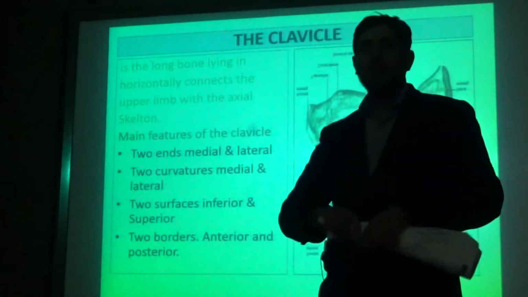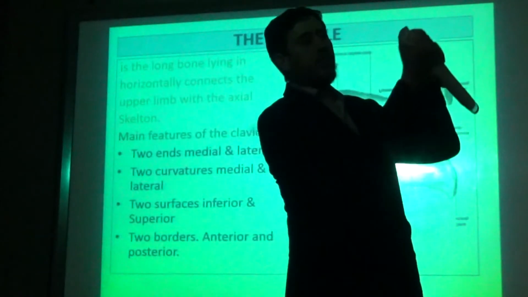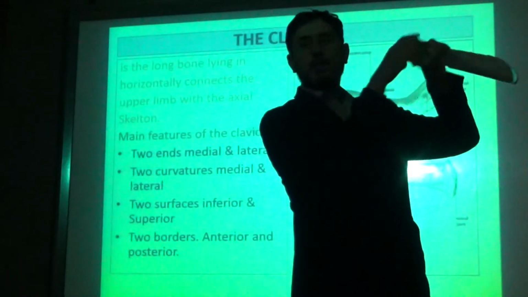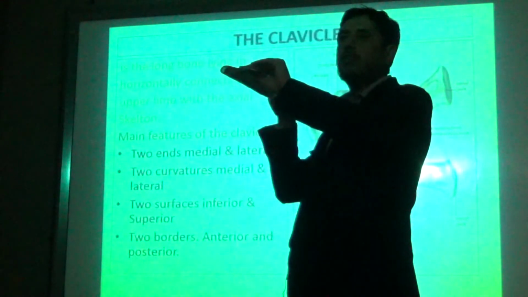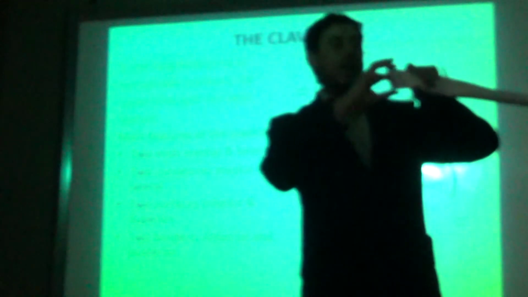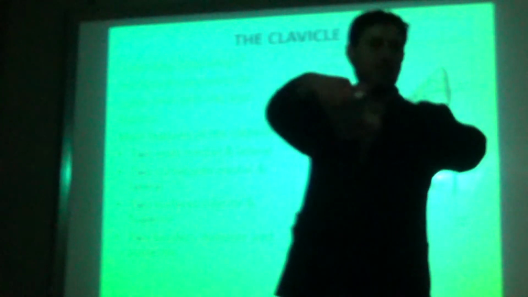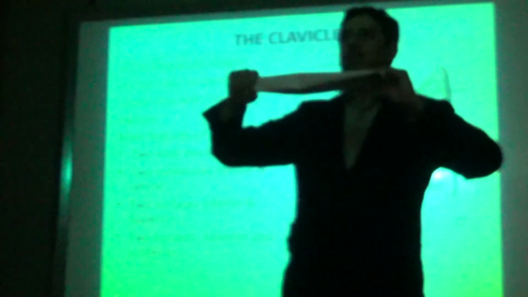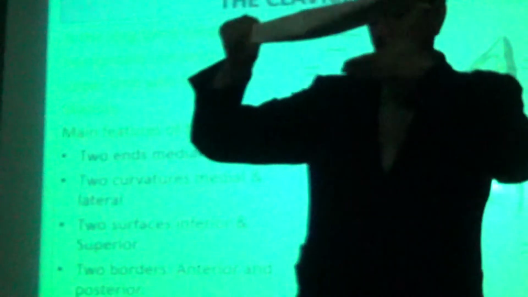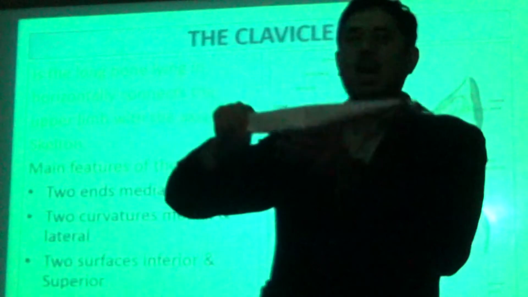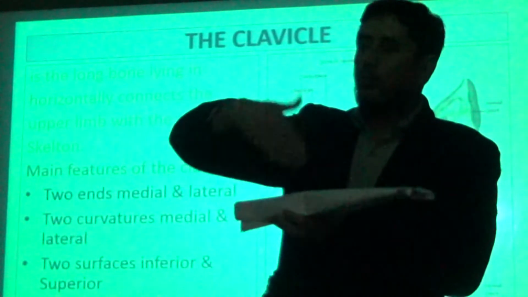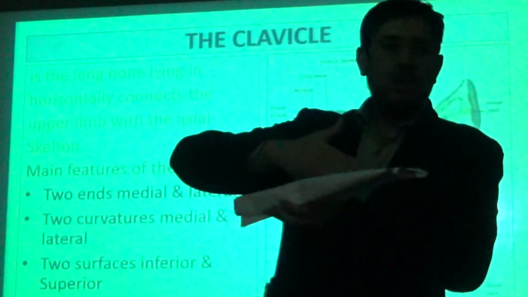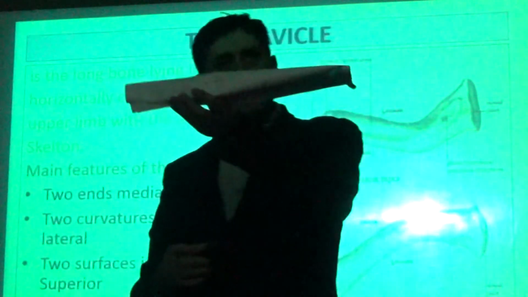Is there any difference? The medial end is like this one and the lateral end is like this one. So what will you say this? This one is rounded and what is this? Flat. Is it clear? How many surfaces does it have? 2. Superior, inferior. How many borders? It has 2. Anterior and posterior.